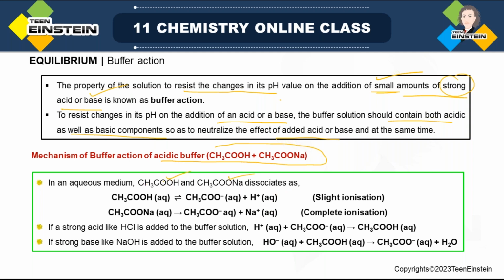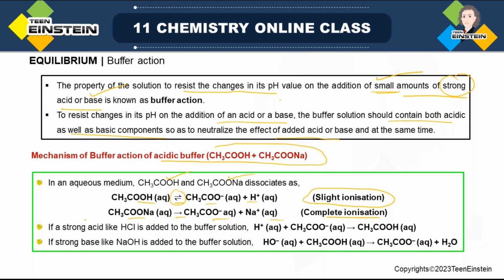So acetic acid is a weak acid, so we will use the equilibrium sign. On the left hand side we have undissociated acetic acid, on the right hand side we have the dissociated form, and we know it is weak, so a very small percentage of it will be in the dissociated form. So it is mentioned here slight ionization, and you are using the equilibrium sign. But when we are talking about the salt, irrespective of the type of salt, it is always complete ionization. We are using a single headed arrow, so it will mostly be in the right hand side state, that is, all the molecules will be in the dissociated state.